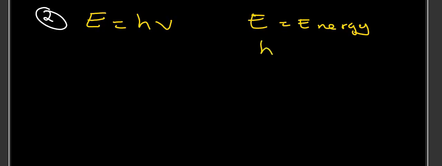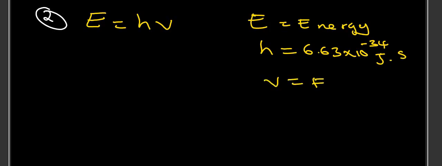Our second equation is that energy is equal to Planck's constant times frequency. E means energy, which is always measured in joules. H is Planck's constant, a constant that they will always give to you. It's something like 6.63 times 10 to the power negative 34 joule seconds. And V, of course, is your frequency.